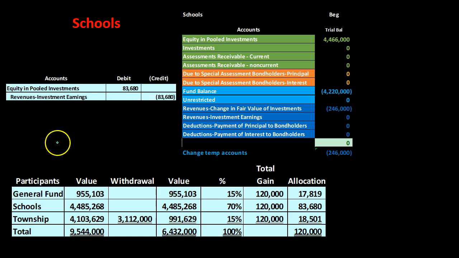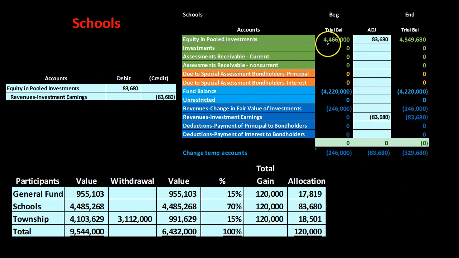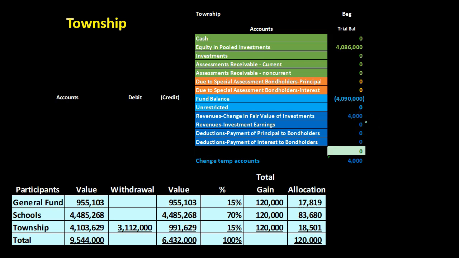We're going to have a similar transaction, of course. Schools, we allocated this amount. We're going to have the equity in the pooled investments once again increasing, revenues increasing. So on this side, we're going to say, all right, now the pooled investments are increasing. So on our books on the schools related to the investment, their investment pool that's allocated to us has increased by this 83,680. And the other side is, of course, revenue, because that's the allocation of the revenue to the schools. What about the township?